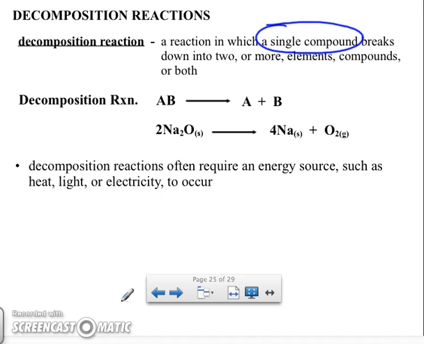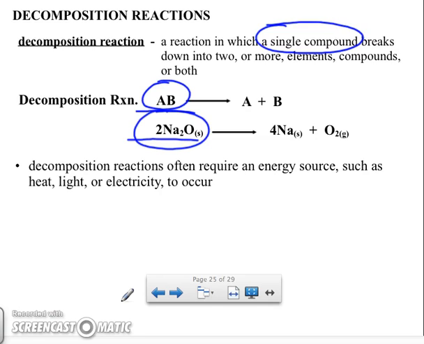In the first reaction, substance AB breaks down into 2 simpler substances, the elements that compose AB, elements A plus B. Again, we know that this is a decomposition reaction because there is only one reactant. If we look at the second reaction, also a decomposition reaction, the substance sodium oxide, the only reactant, breaks down to form the 2 elements that compose sodium oxide, the elements sodium and oxygen.